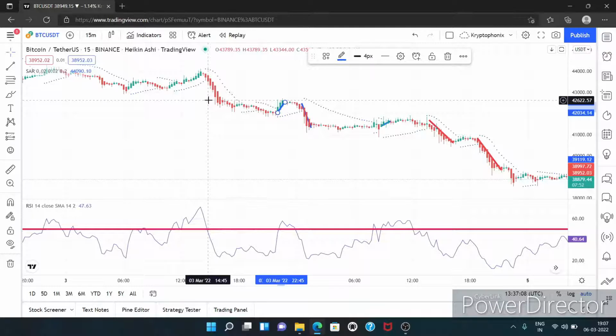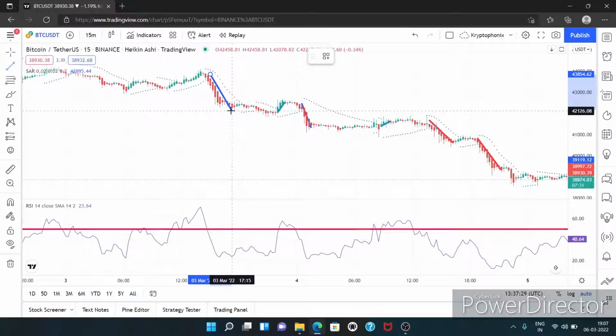Now, if we look over this point here, RSI is below the 50 level mark and the parabolic SAR is above the price, giving us a signal to sell. This one being a sell signal resulted in a good down move.